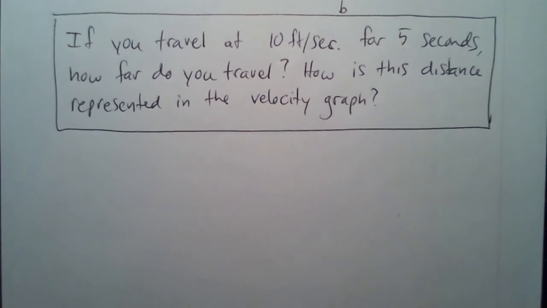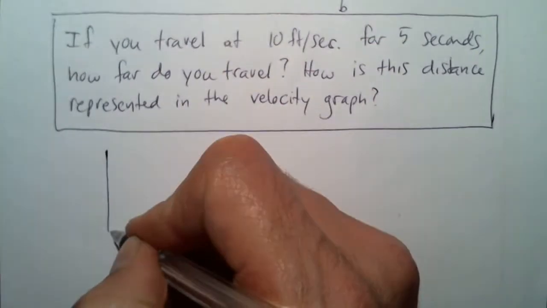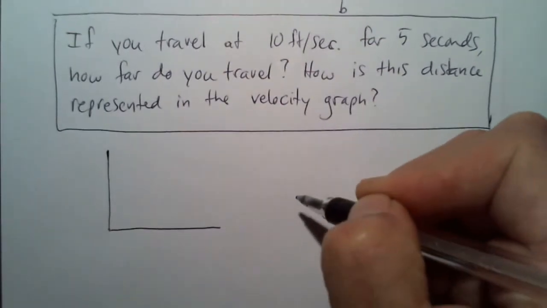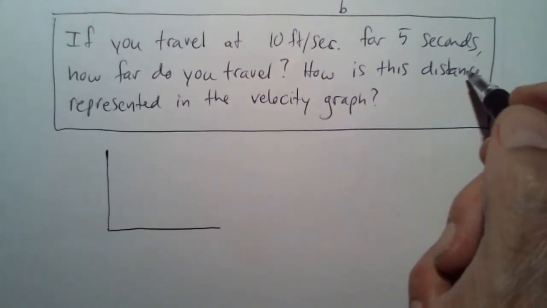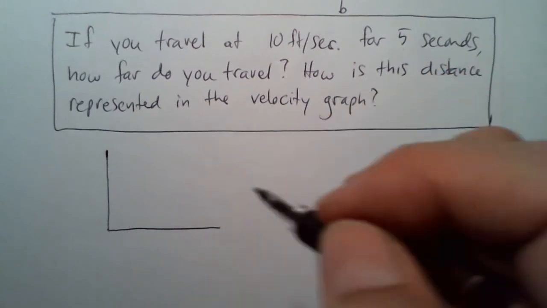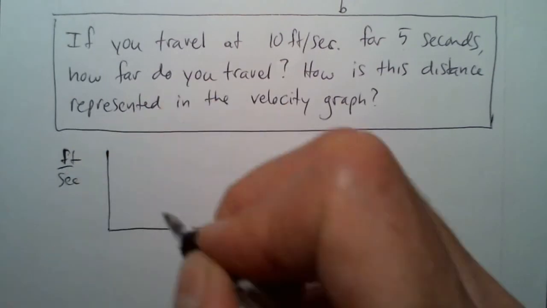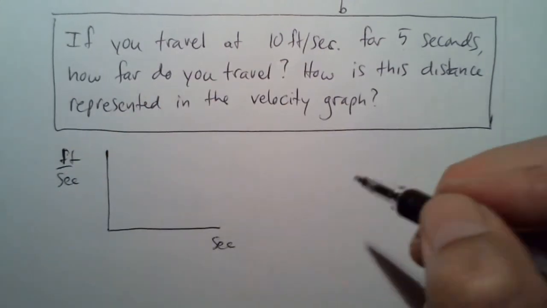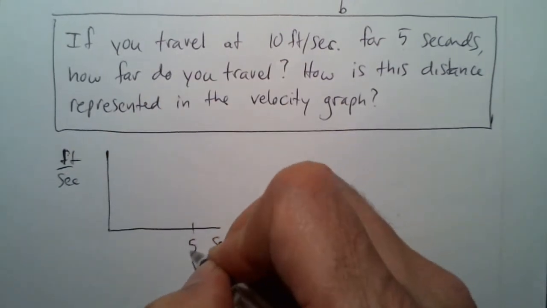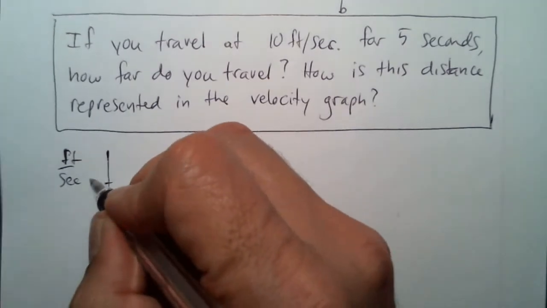If you travel at 10 feet per second for 5 seconds, how far do you travel? Well, that's an easy question, but let's look at how it appears graphically. Let's draw how the distance is represented in the velocity graph. So velocity is in feet per second, and time in seconds, and we're going for 5 seconds at 10 feet per second.